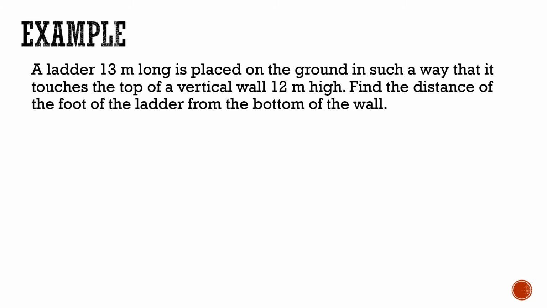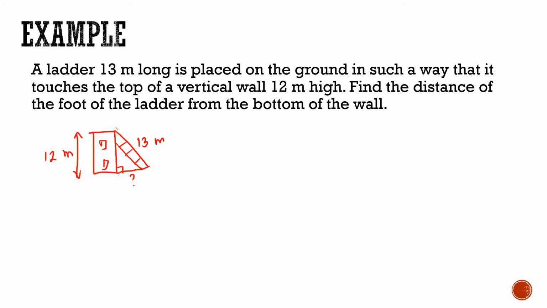So if I draw that, we have a wall which is 12 meters in height, and there is a ladder which is 13 meters long. I want to find the distance between the foot of the ladder and the bottom of the wall. So obviously, given are my hypotenuse and one leg, and the unknown is the other leg.